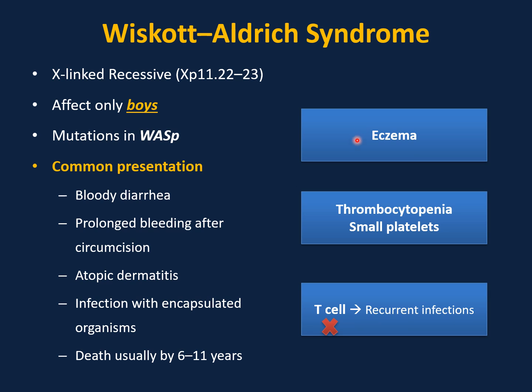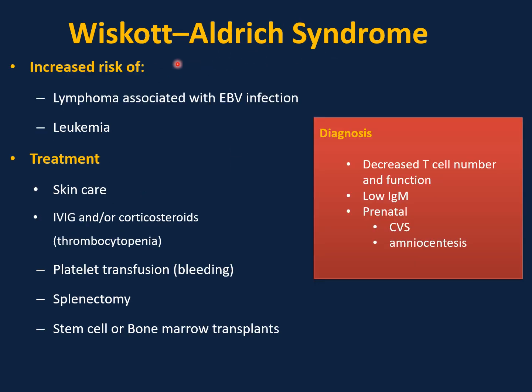And if you see the eczema with it and recurrent infections, and if you do flow cytometry and you see the T cells are affected, this will confirm the diagnosis of this disease. Very important to know the associated risk of Wiskott-Aldrich syndrome because of the T cells: the risk of lymphoma because of EBV infection, and leukemia. For diagnosis, flow cytometry will show decreased T cell number and function, and low IgM level.